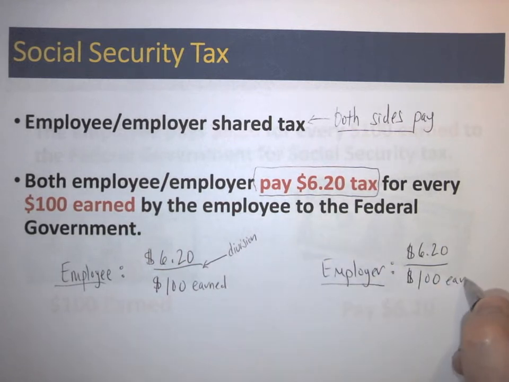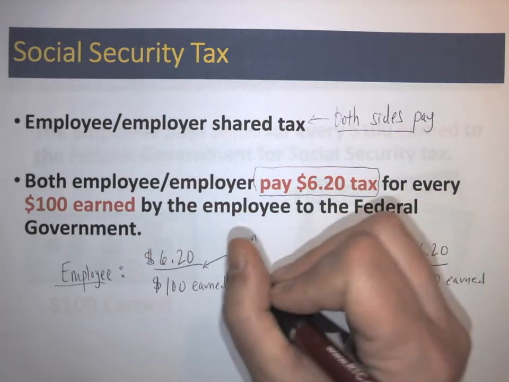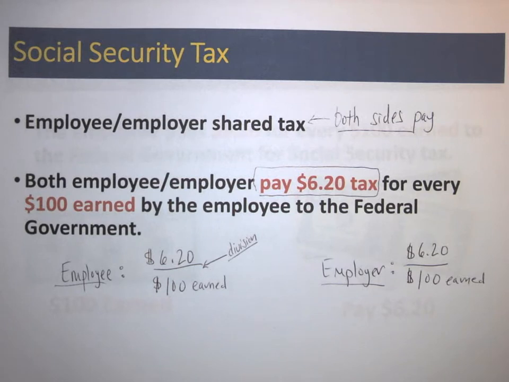the employee. I want you to think just for a minute about what that means. So if the employee pays $6.20, or the employer, for every $100 earned, how much would the employee and the employer pay if there were $200 earned? What about $300? What about $1,000? And then I want you to think in the other direction in terms of division. What if the employee only earned $50?